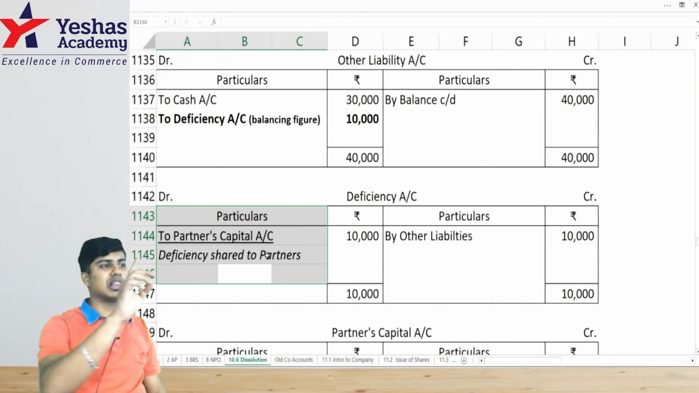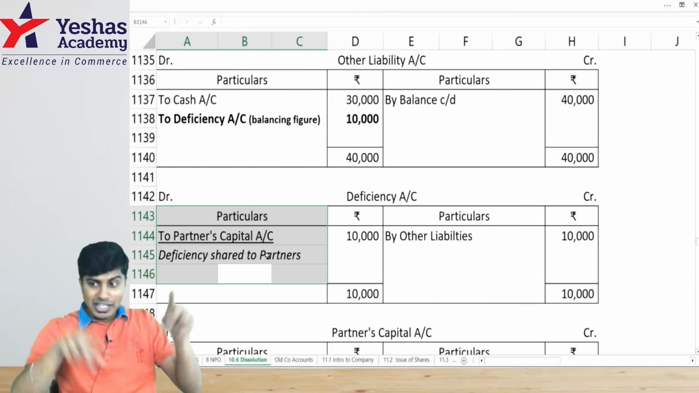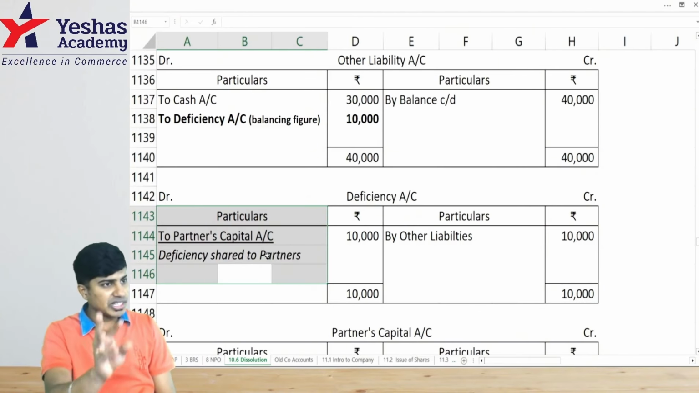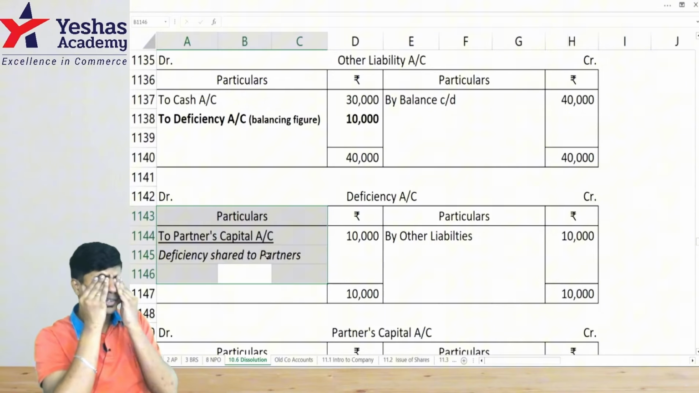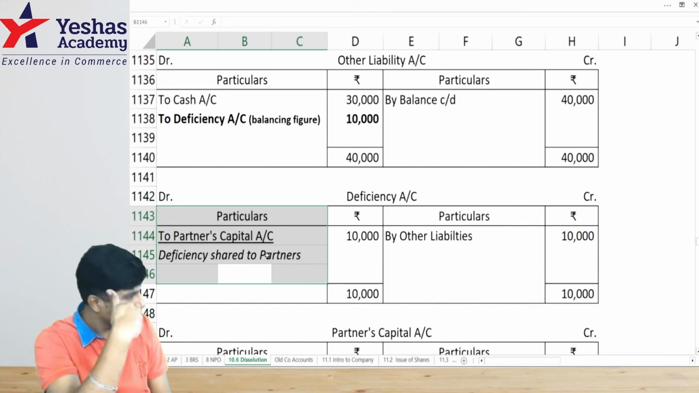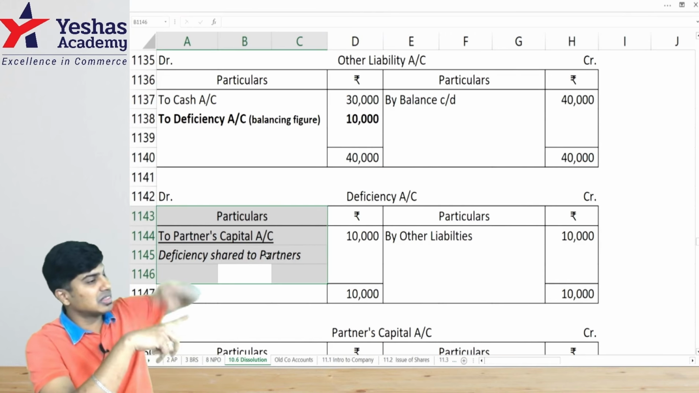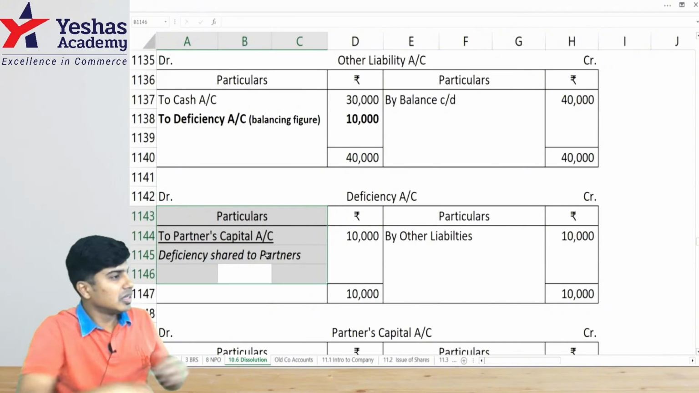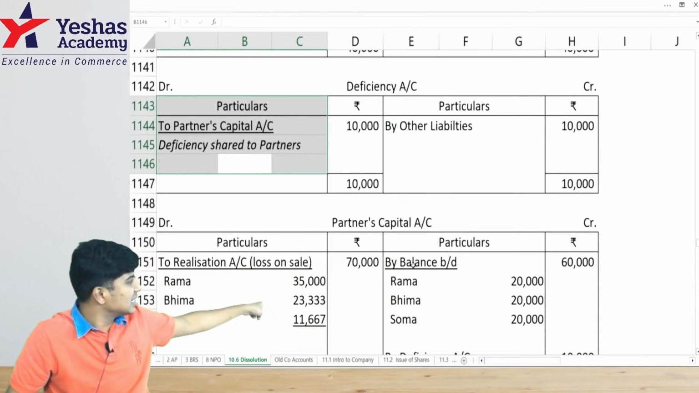I'll repeat, transfer all the assets to realization. Liabilities, open a separate ledger. Cash account, you close it by transferring the cash balance to liability. In liability, to the extent you don't pay, that will be deficiency. That deficiency should match with the deficiency in capital. You wrote this realization profit or loss, that you will transfer to partners' capital.